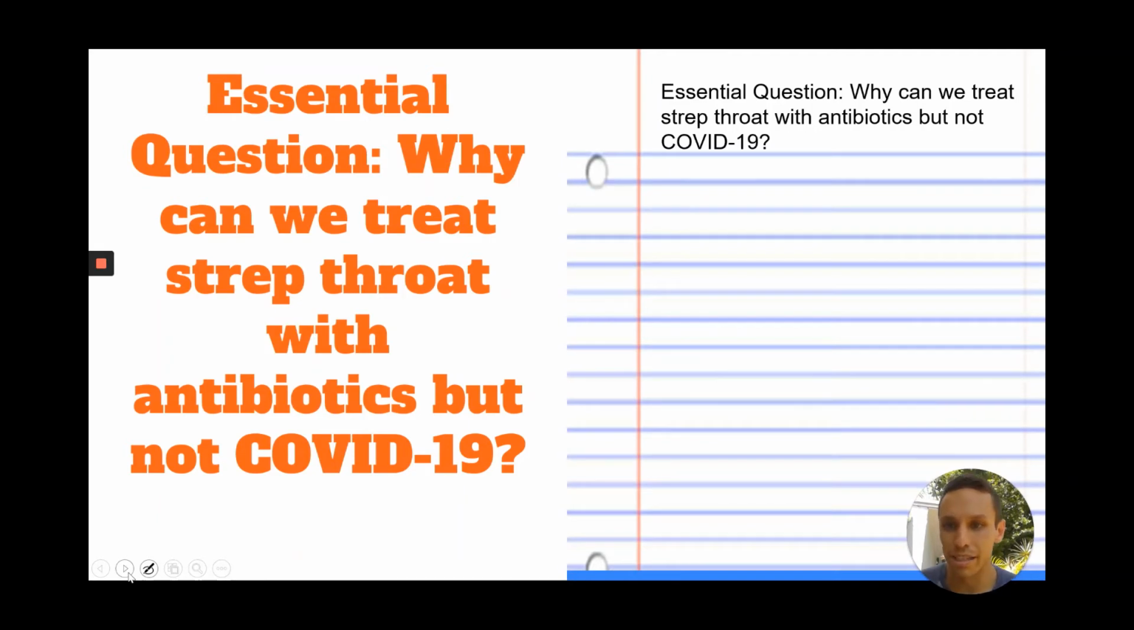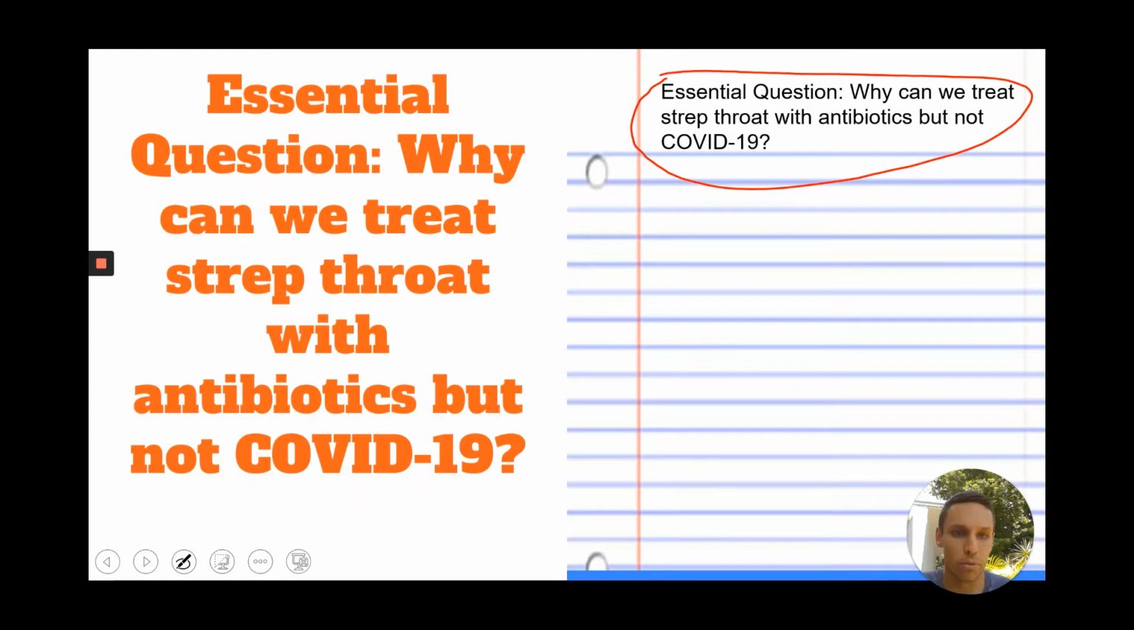All right, so the essential question for today is why can we treat strep throat with antibiotics, but not COVID-19? Go ahead and write your essential question at the top of your paper, just as I wrote on this model. When you're done, click continue.